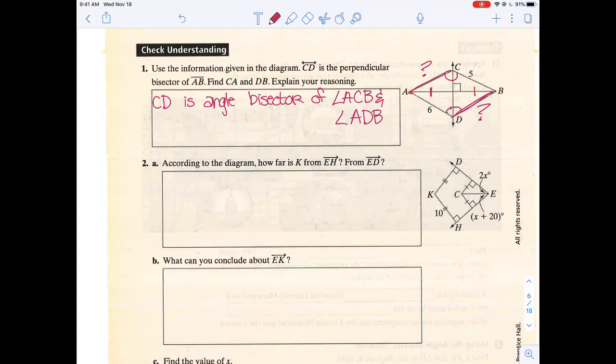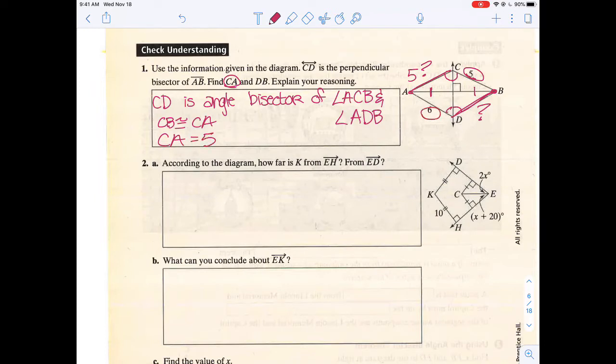Okay, so that means these points are equidistant from C and D. So since CB is 5, AC is 5. CB is congruent to AC, sorry. They use CA, and you switch it just so it matches what they have here. So CA is also 5.